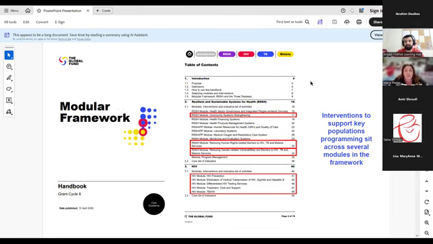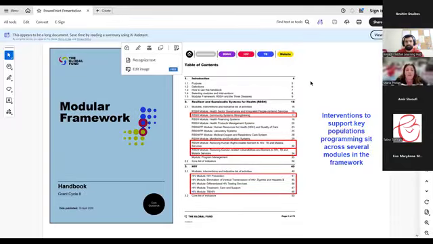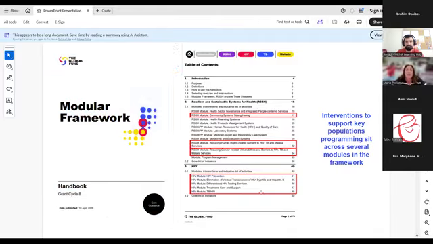You'll be familiar with the modular framework already, and to an extent, much has not changed. However, I think what's important is to highlight where the key interventions are that you may wish to consider when you're thinking about planning and managing KP programming. So obviously HIV prevention and the HIV modules are the key areas where the modules for KP HIV programs are.